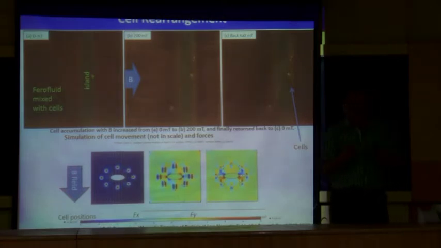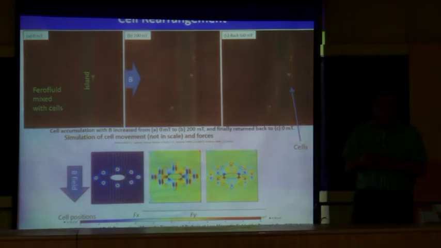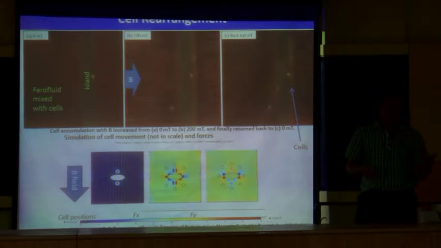Then you can use that, which I will show you now. You can measure the concentration of the cells to identify whether that person has some particular disease or not. So you can calibrate the concentration of cells.